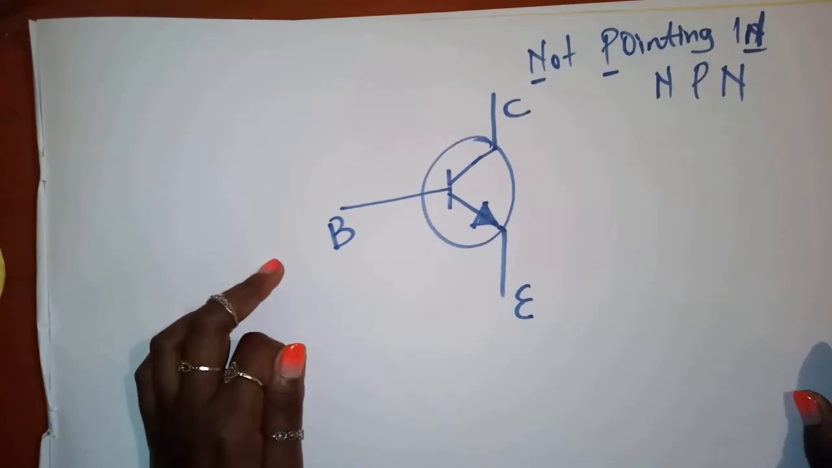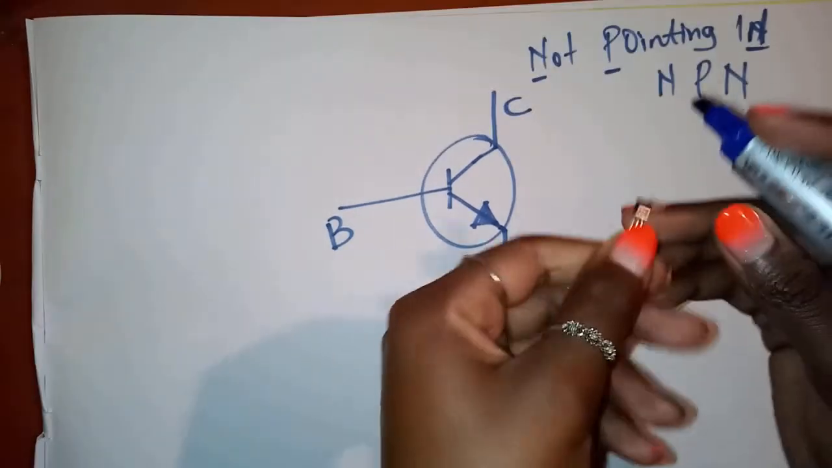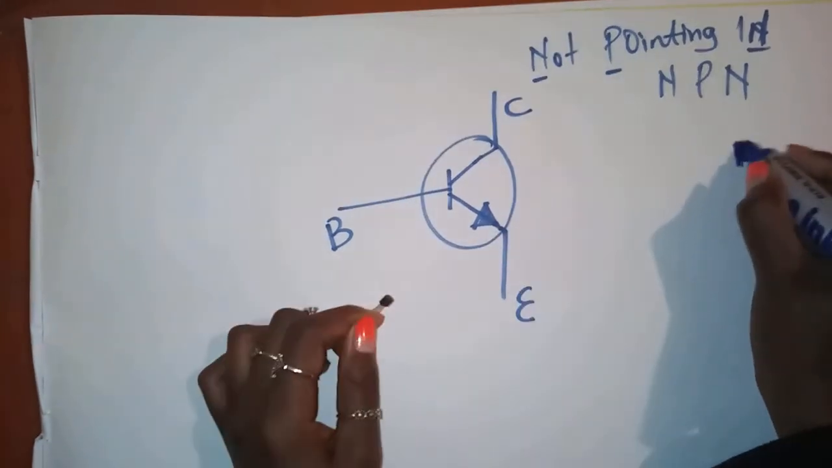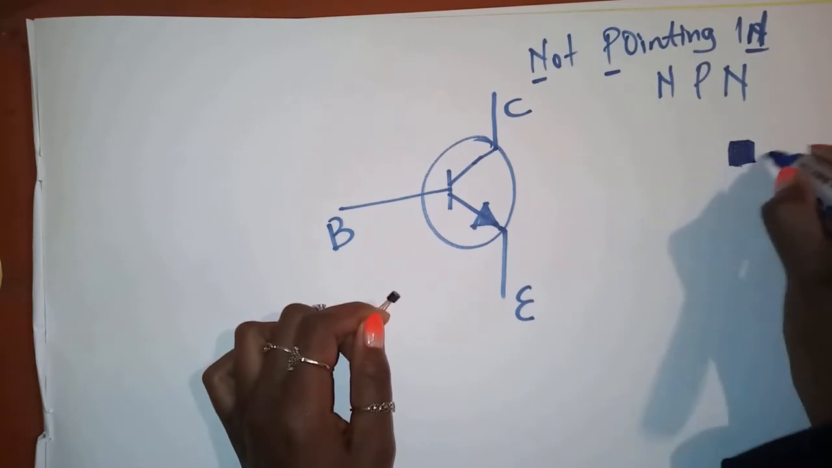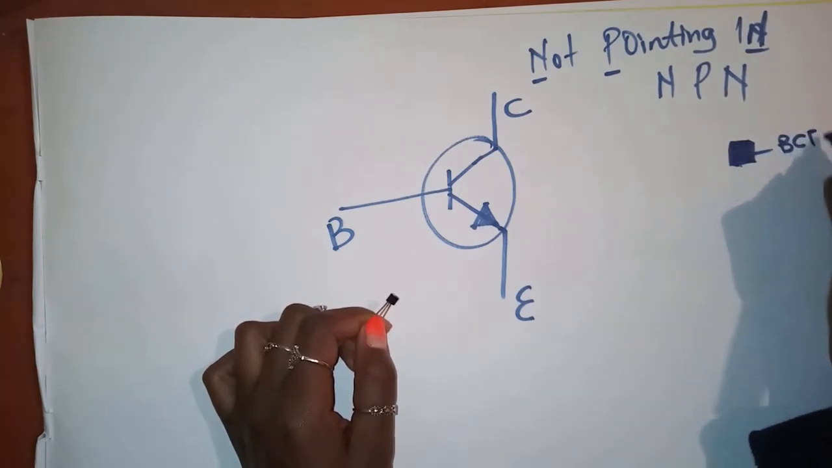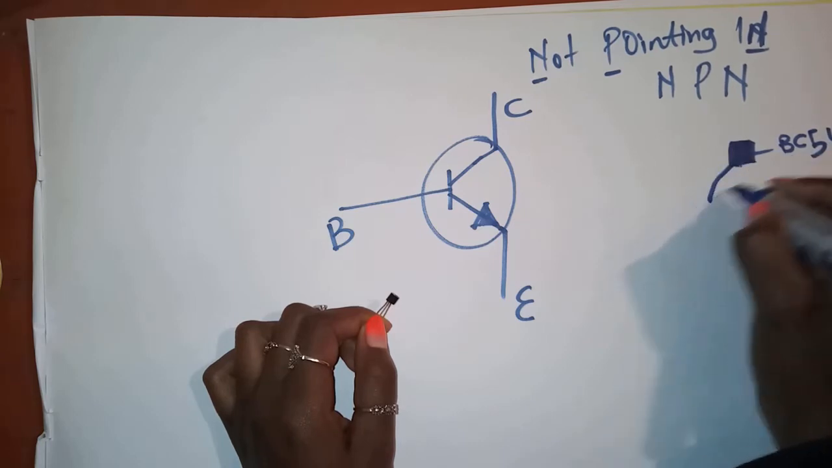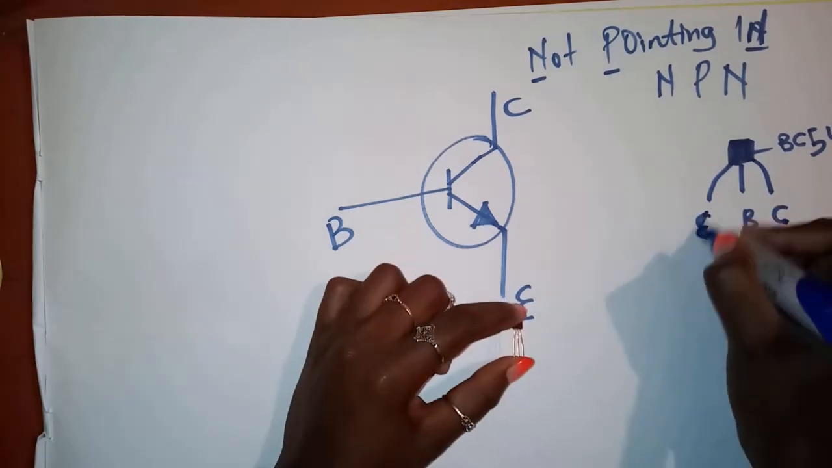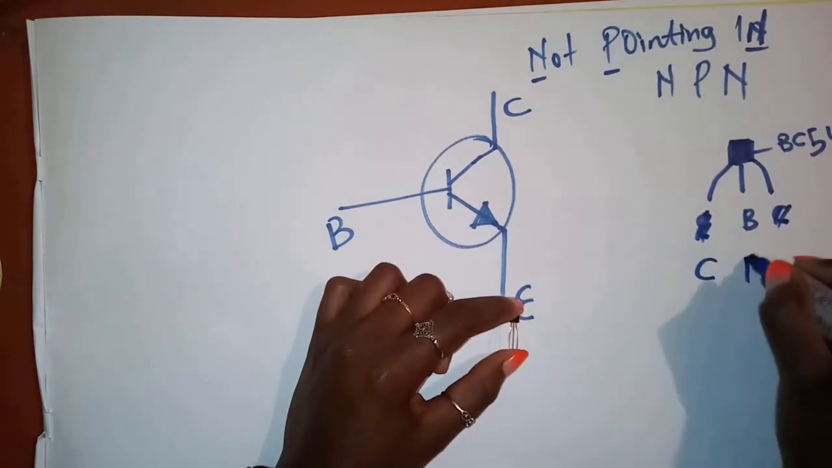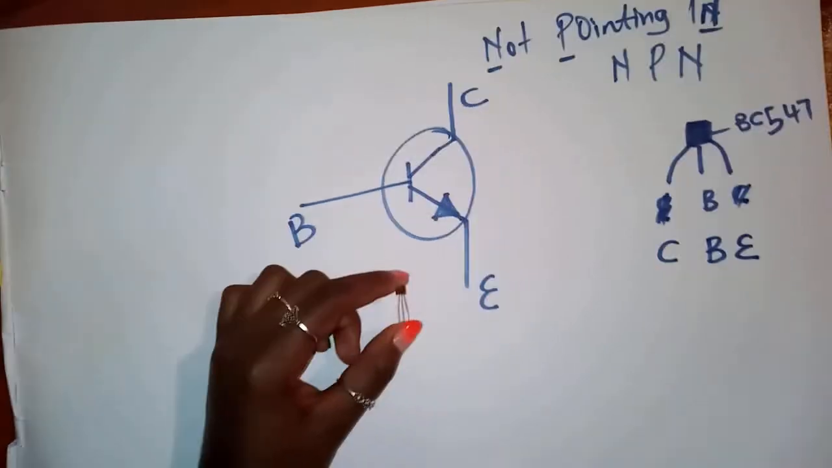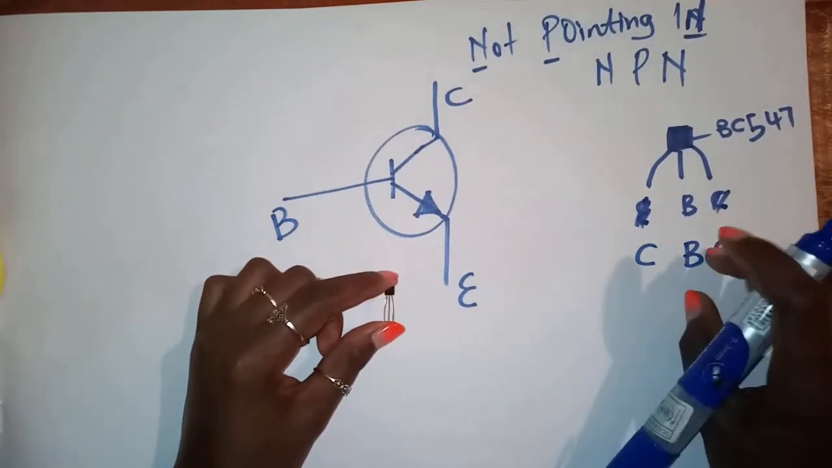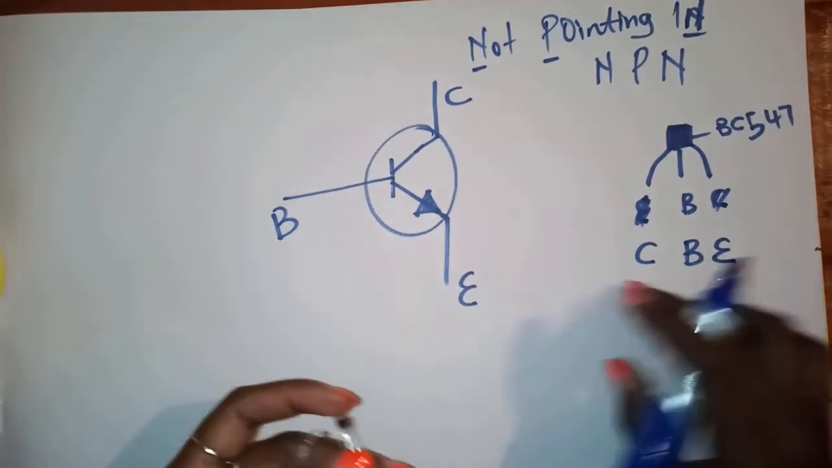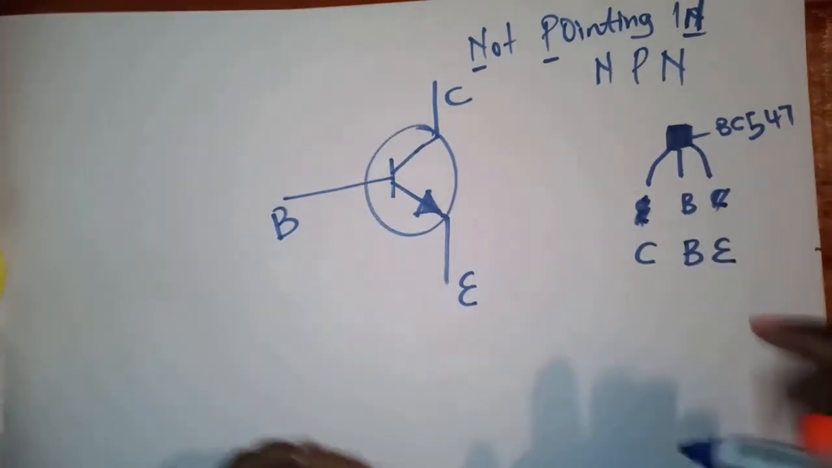Okay, so in our case, when we face it this way, this is the side that has been written on, BC547. When we place it this way, according to my sheet, this is the collector, base, emitter. You have to check the specifications for the transistor you're using because they're different. For my case it's this, but for other transistors it will be different.